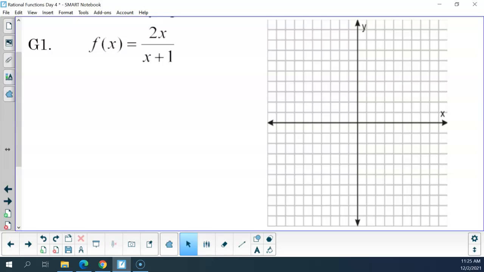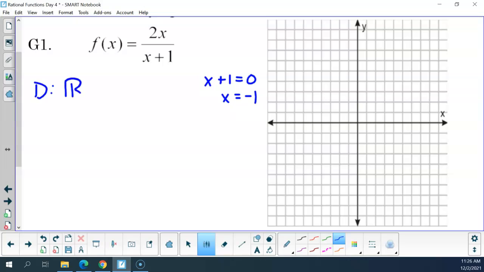Okay? Step number 1 says we do what? Set the denominator equal to 0. Solve. Roz, you said what? X plus 1 equals 0? Yep. So that means x equals negative 1. So what is my domain? Love it. All real numbers except x cannot equal negative 1. Which means my vertical asymptote is x equals negative 1.